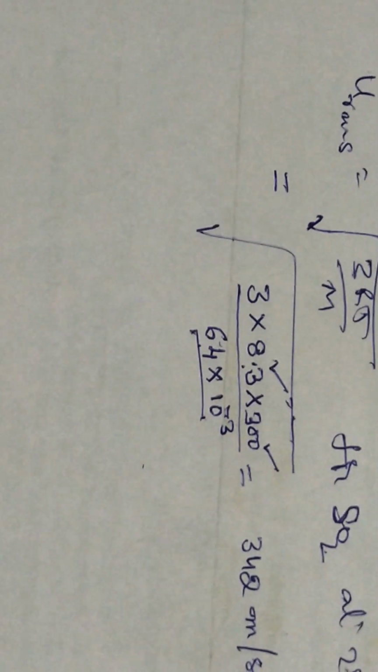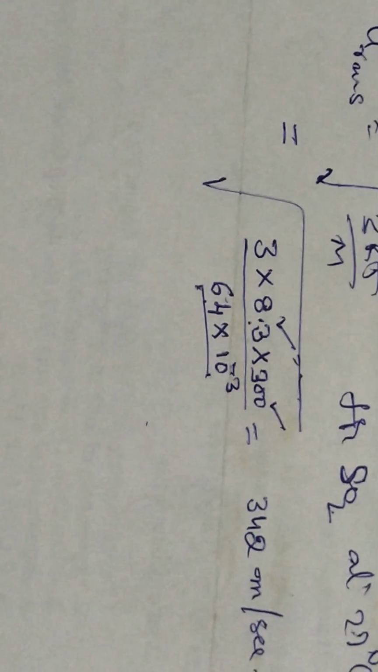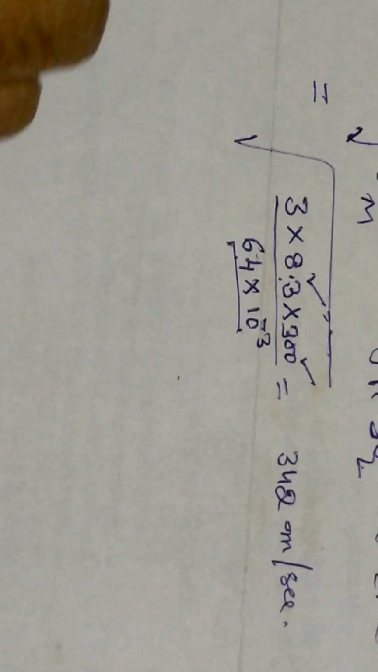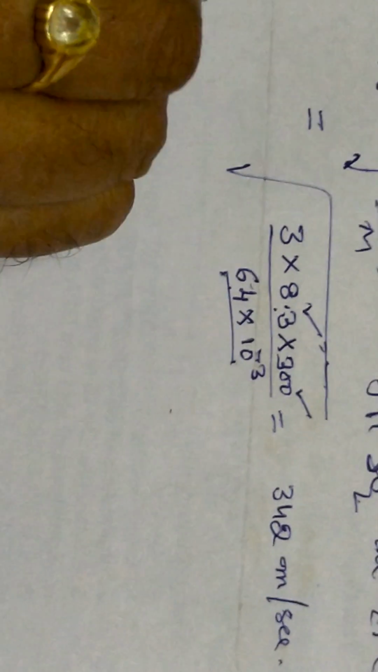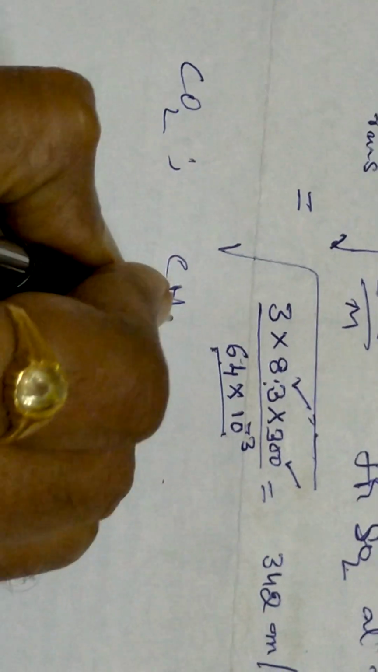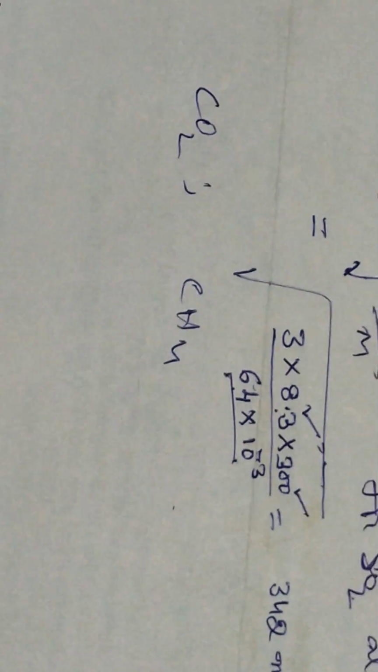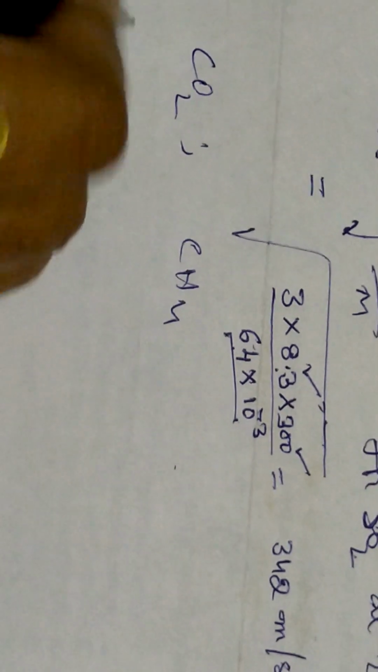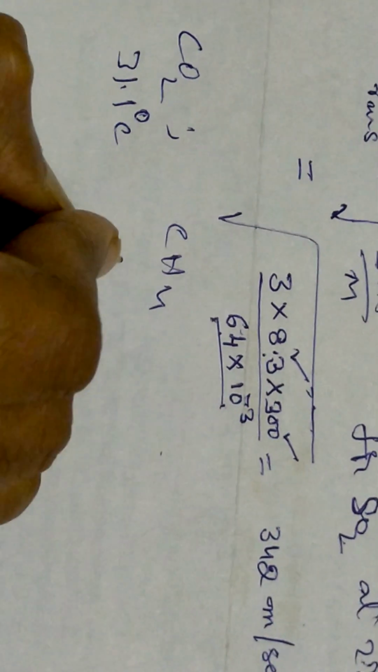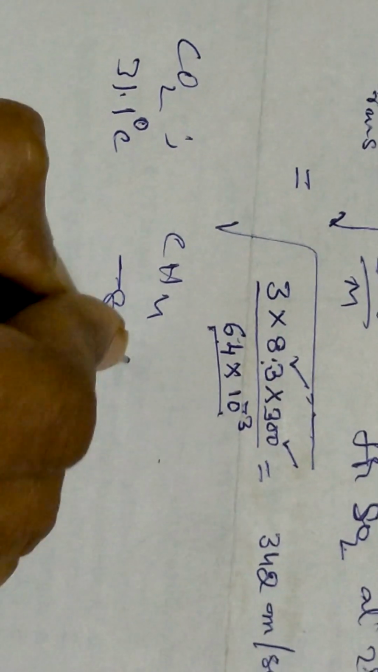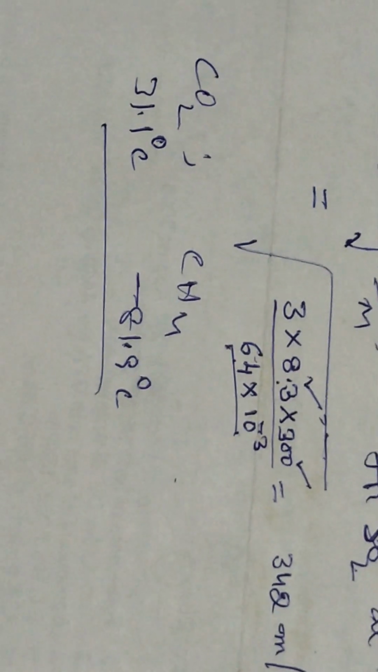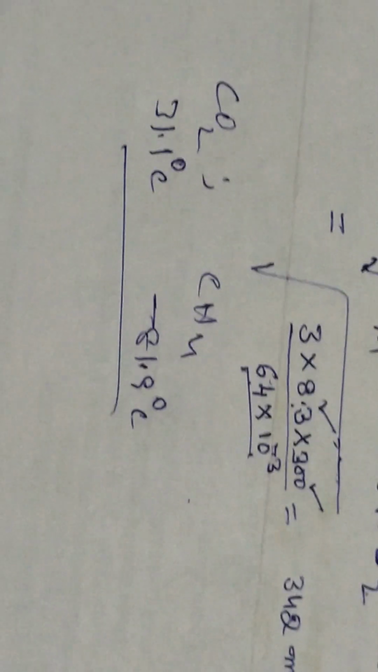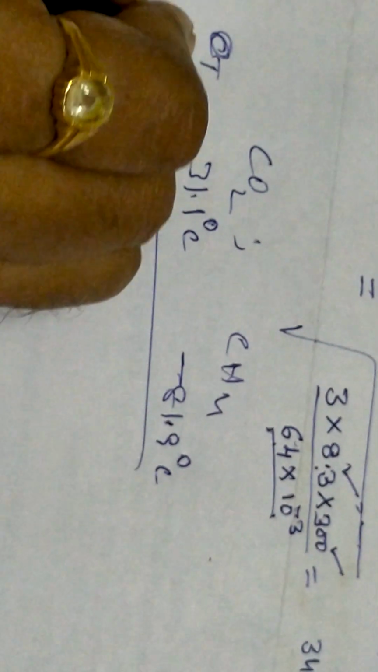One more last small thing. Suppose two gases or two liquids are there: one is carbon dioxide, another is methane. Suppose both are gases at normal temperatures. The critical temperature of carbon dioxide is 31.1 degrees centigrade, and for methane it is minus 81.9 degrees centigrade. The question asked in some exams is which has more intermolecular forces. This is the critical temperature, Tc.